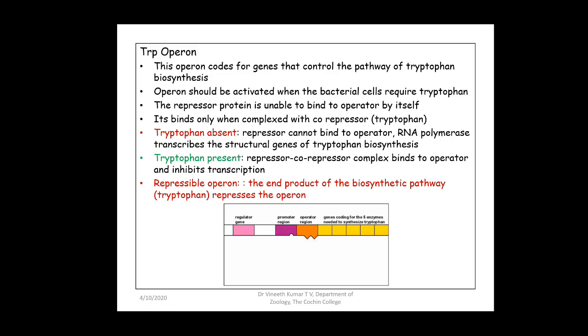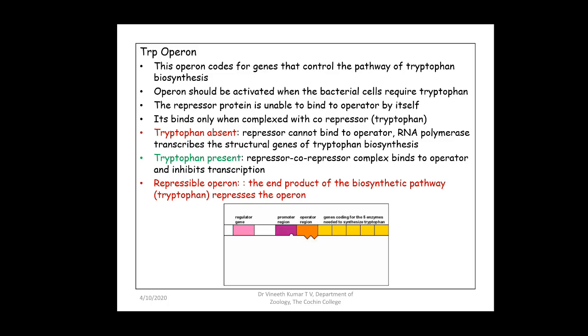Now we are going to see how this is regulated, how it is switched on and how it is switched off. First we take the situation where tryptophan is absent inside the cell. That means tryptophan should be synthesized, so the operon should be switched on. As we said earlier, only when tryptophan is present can the repressor bind to the operator. When it is absent, even though the repressor protein is produced, it cannot bind to the operator. RNA polymerase is free and transcribes the structural genes required for tryptophan biosynthesis. As a result, tryptophan will be synthesized by the bacterial cell.